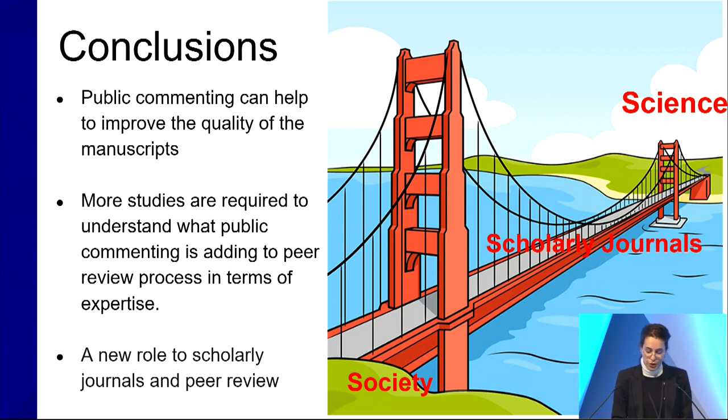And scholarly journals can be a bridge between science and society, since when we have, for example, patients engaged in the peer review process, they are helping not only with the lived experience of a disease, for example, but also making the manuscript easier to understand for people who are not scientists or who are from different disciplines.